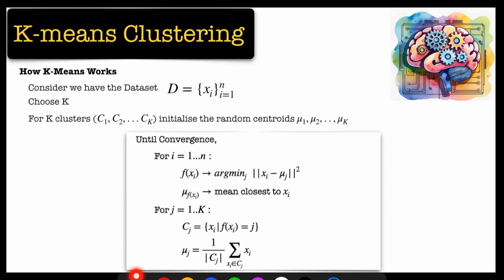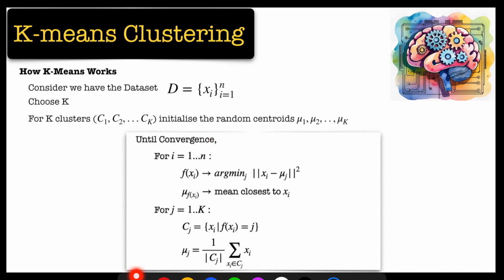So consider we have the data set D, that is xi from i equals 1 to n. We don't have the yi, the labels, we just have the input features. And we choose some k, the number of clusters. Then we'll get k clusters, so let's say C1, C2 till Ck, these are the clusters. We'll initialize the random centroids, mu1, mu2 till mu_k. So these are the random centroids and these clusters initially are empty, right? So we'll assign data points to these clusters.